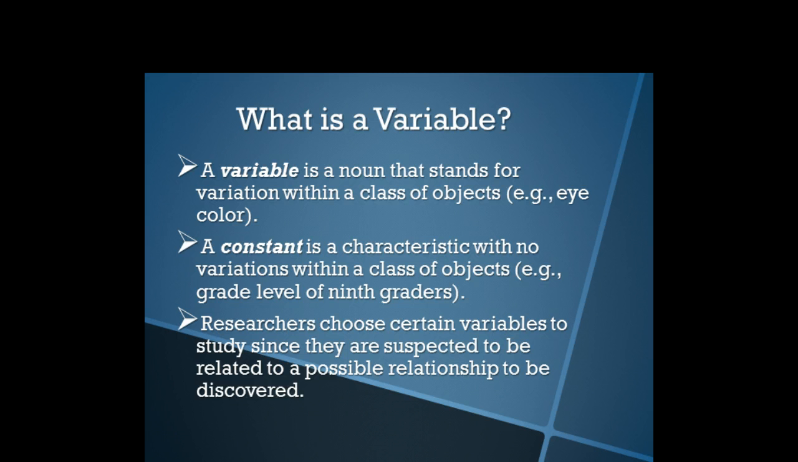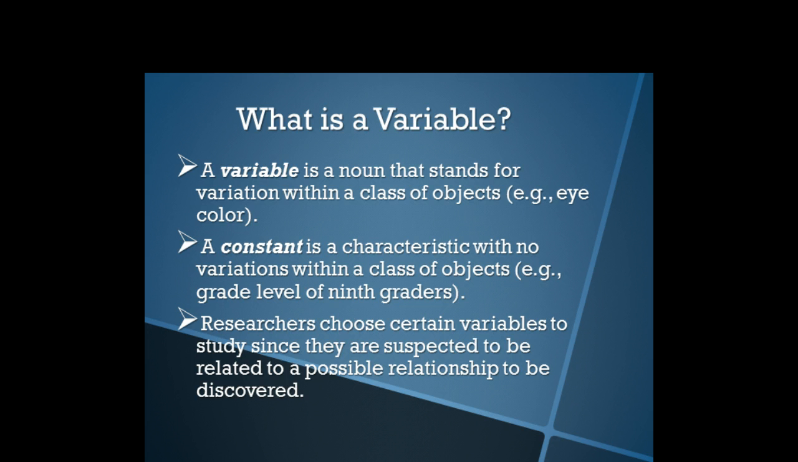So, within a group, you could have a variable such as eye color because within that group of students that you were studying, you could have brown eyes and you could have blue eyes and you could have green eyes and you could have hazel eyes. But a constant would be one of those characteristics where there's no variation. So the example they give here, the grade level of ninth graders, right? Ninth graders are always going to be in the ninth grade. You could do a variable such as the age of ninth graders because you could have different ages within the ninth grade, but the grade level of ninth graders is not going to change.